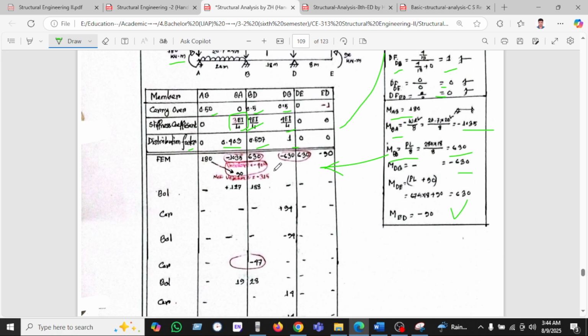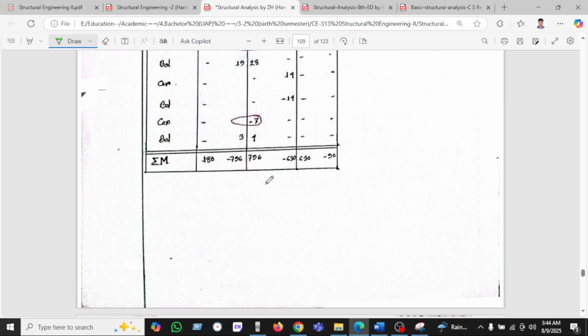After finding here, the unbalance we have found. The BA fixing moment is minus 1035 and BD is 630, so the unbalance is minus 405. So minus 405 into 0.43 will be 180. And in this way we can calculate all these things here.